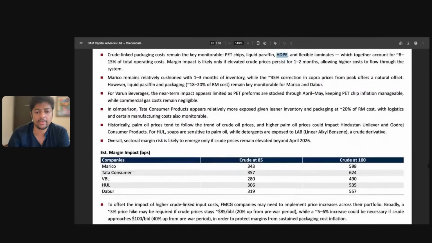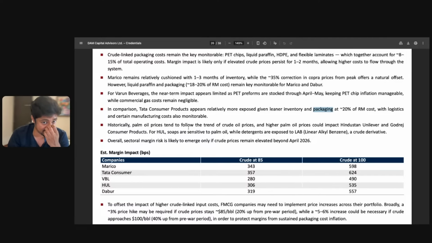So let's look at the people who are going to face a problem. For Varun Beverages, the near-term impact appears limited as PET preforms are stocked through April to May. Anything above May, then Varun Beverages starts getting affected over here as well. Tata Consumer appears relatively more exposed because they have less inventory and packaging cost is 20% of raw material cost. So they are going to get affected as well.